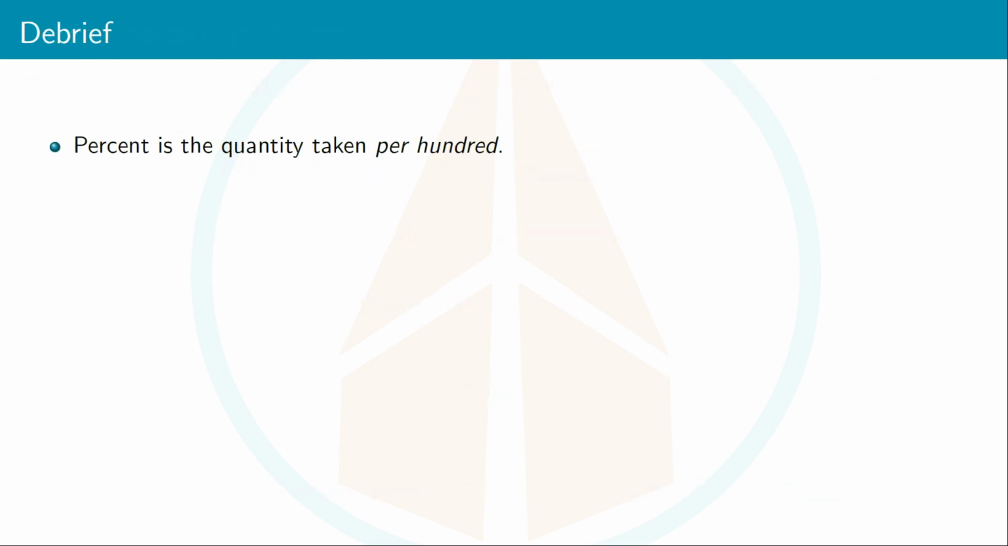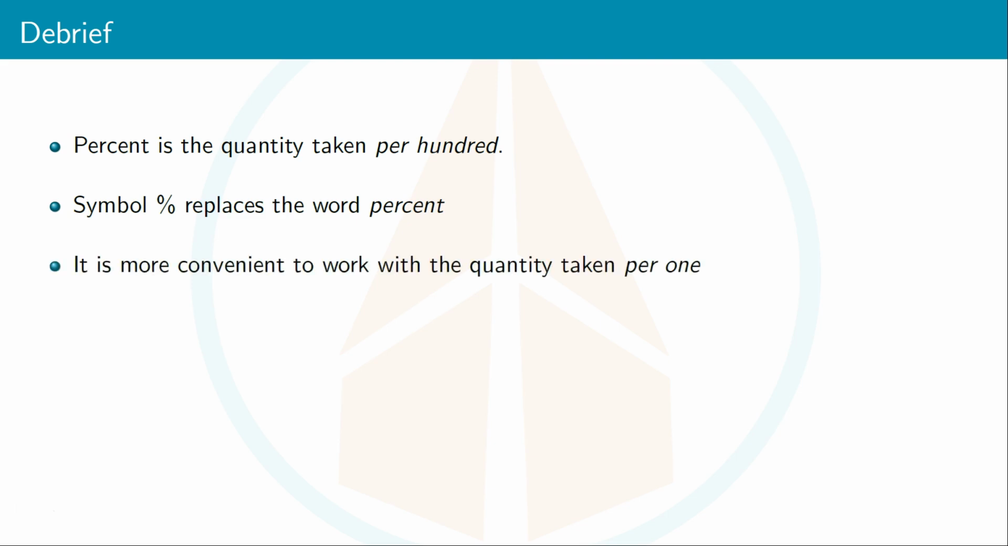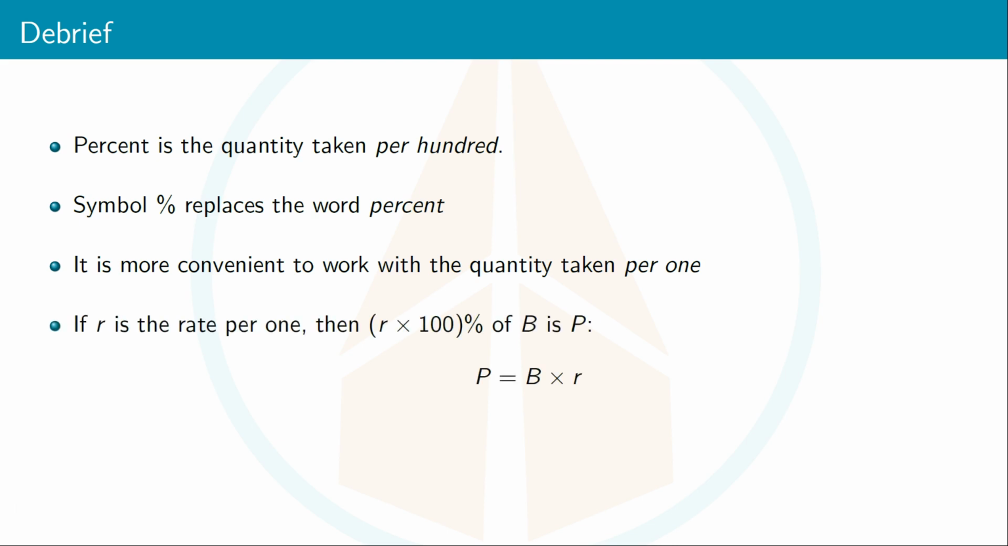Let's debrief now. First of all, percent is the quantity taken per 100. The symbol percent replaces the word percent. It is more convenient to work with the quantity taken per 1. If R is the rate per 1, then it is not difficult to find the product. It is the base multiplied by the rate. The equivalent rate stated as percent is found by multiplying the R by 100.